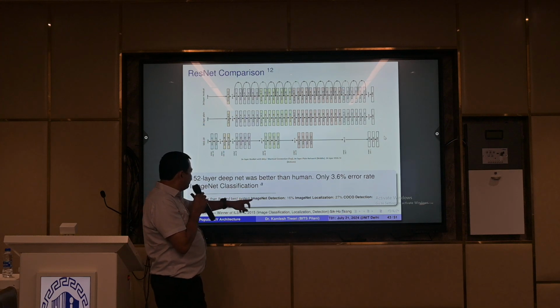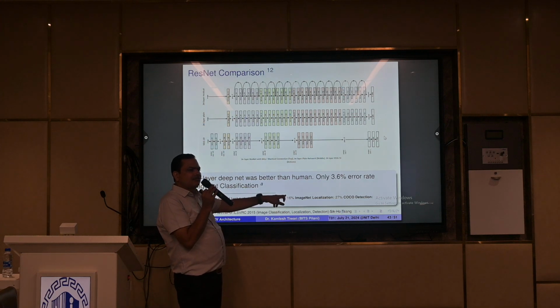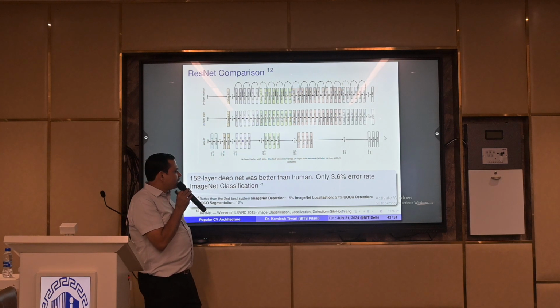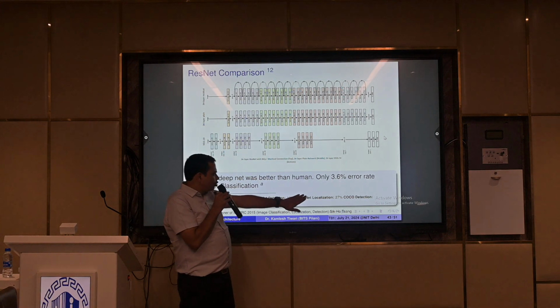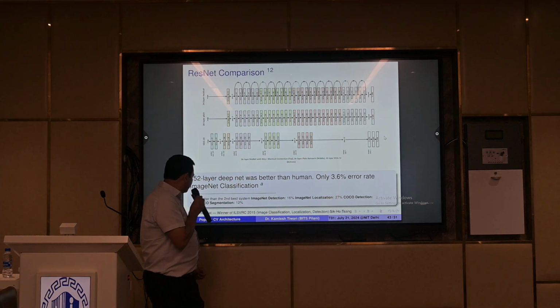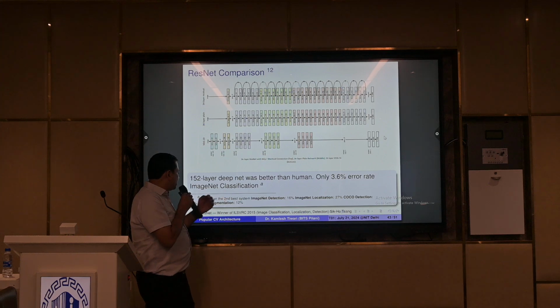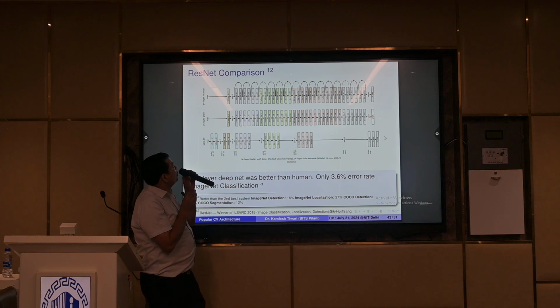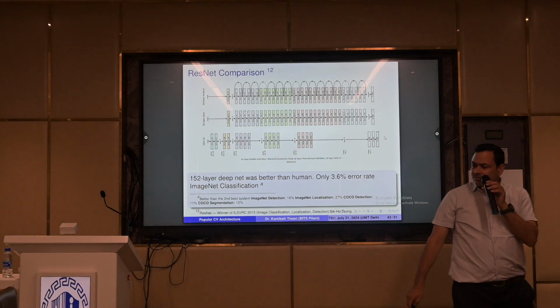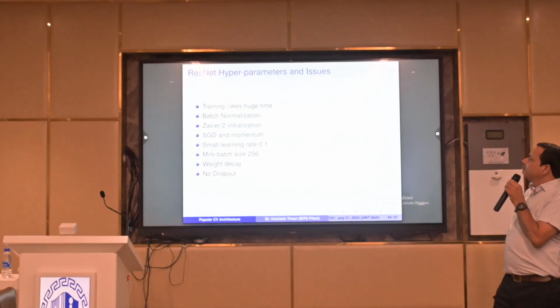So it was 16% better than the second best. It is 16% better than the second best network. And if you consider the localization thing, it is 27% better on the COCO database, and on the segmentation it is 12% better. So this is what I wanted to tell you, that this is what the result is. Okay, got the idea? Okay.